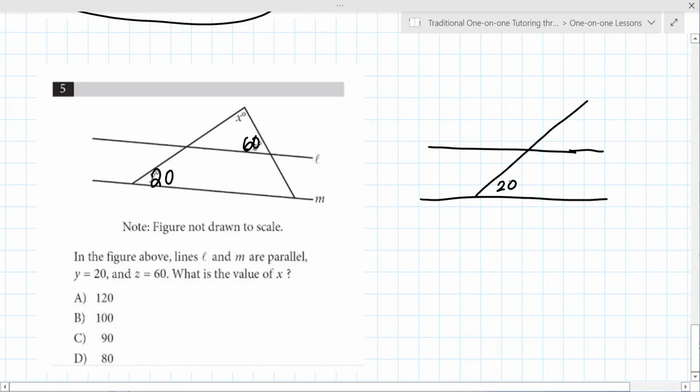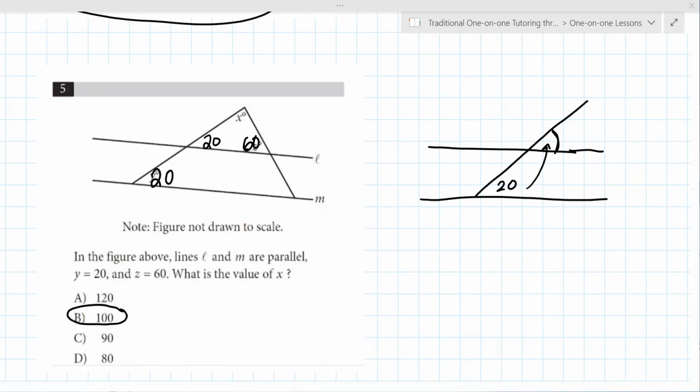So this one's 20. What must this angle be right up here? 20. Also 20. What do the three angles in a triangle add up to? 180. So X equals 100. Got it.